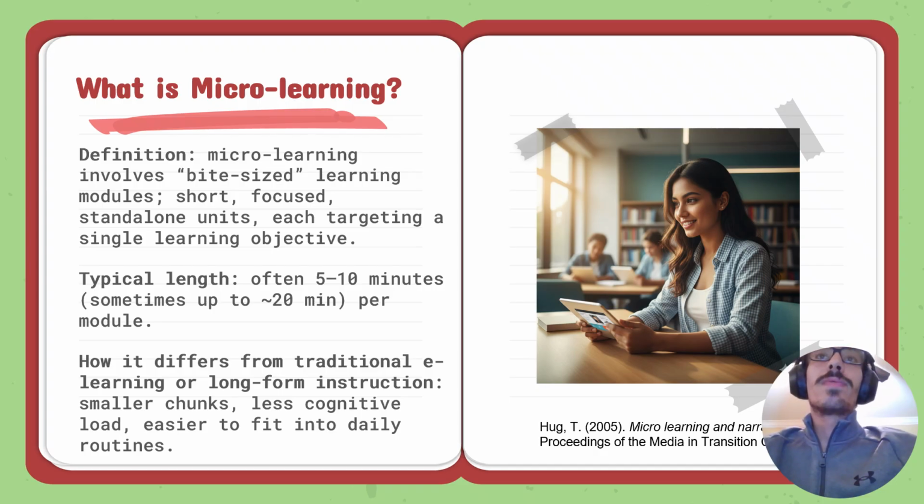The main difference from traditional e-learning is that it reduces cognitive load, because learners receive information in smaller pieces. It becomes easier to process, to digest, to store, and apply. This format also fits very naturally into busy routines, especially for adult learners.